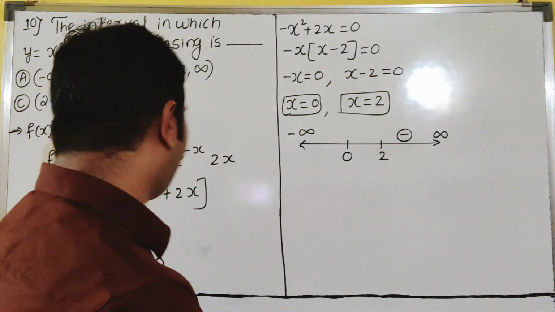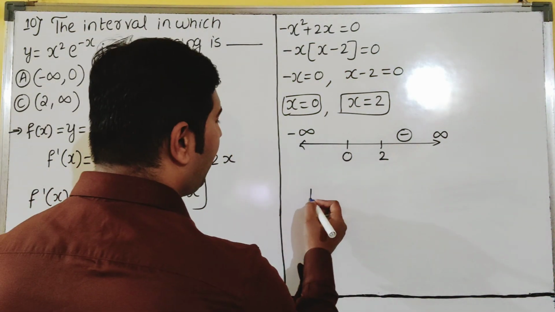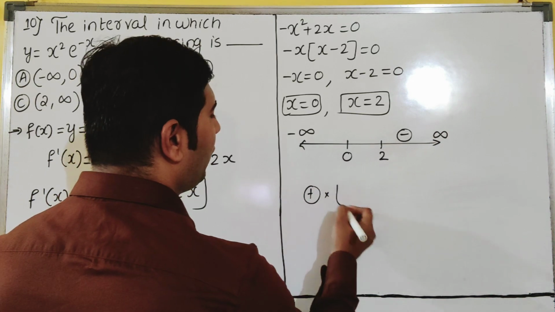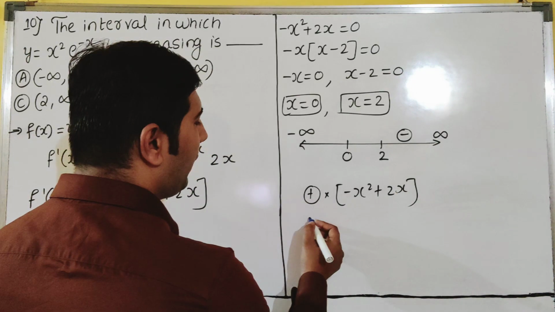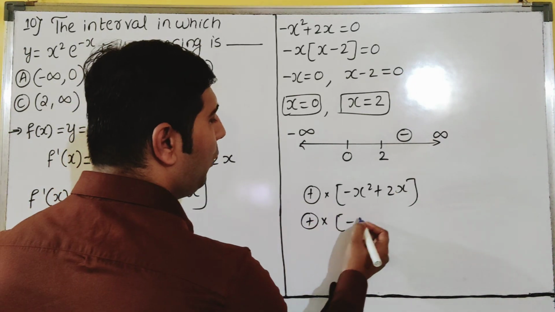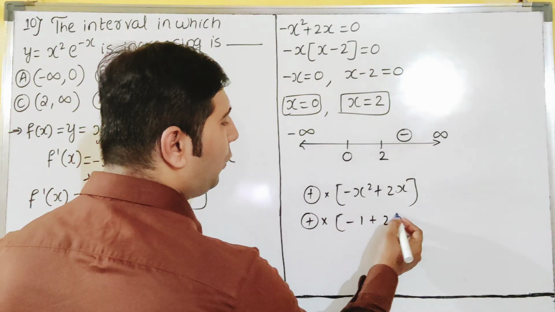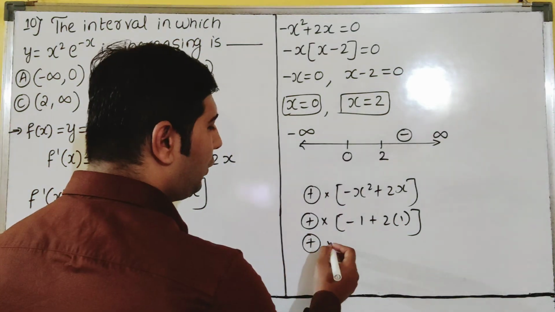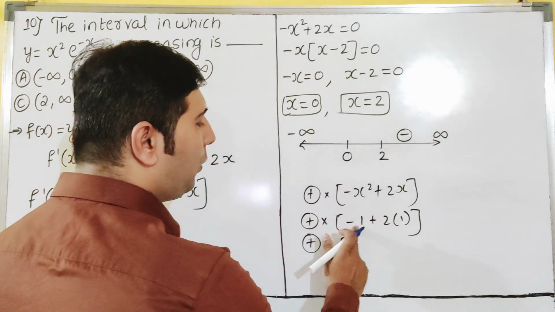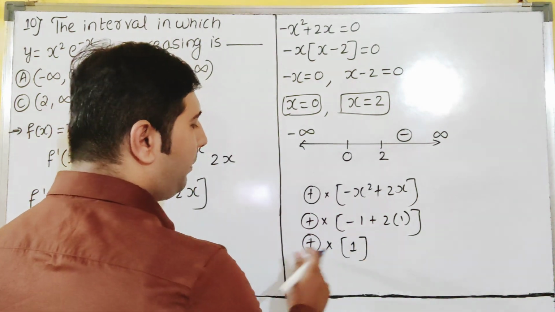So next, in between 0 to 2, what is the number we can take in between? 1 we can take. So if I take 1, what will happen? This is positive already, into minus x square plus 2x. So if you put 1, what will happen? See here, 1 square is 1, 2 1s are 2, dear students. 2 minus 1 is 1, plus into plus.